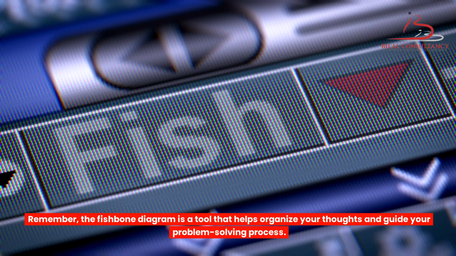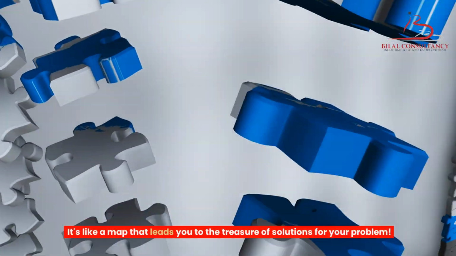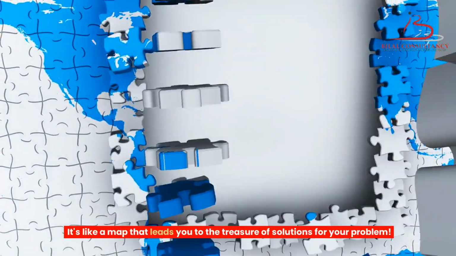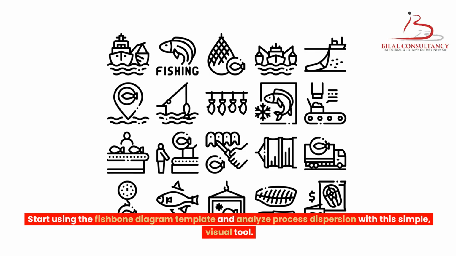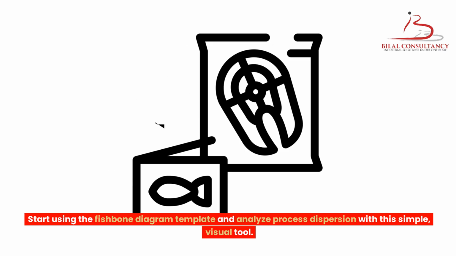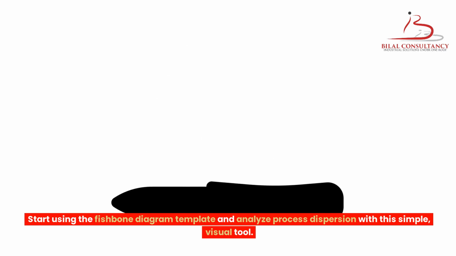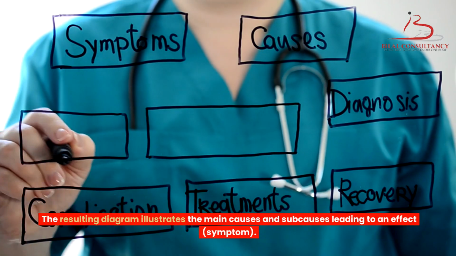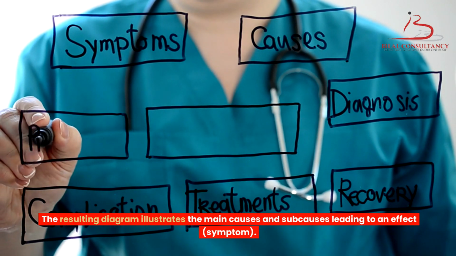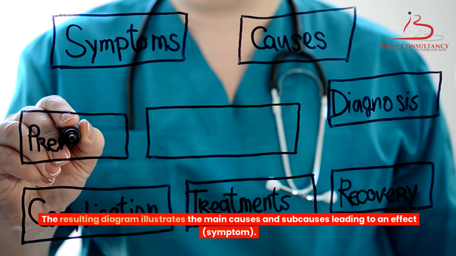Remember, the fishbone diagram is a tool that helps organize your thoughts and guide your problem-solving process. It's like a map that leads you to the treasure of solutions for your problem. Create a fishbone diagram. Start using the fishbone diagram template and analyze process dispersion with this simple, visual tool. The resulting diagram illustrates the main causes and subcauses leading to an effect, or symptom.